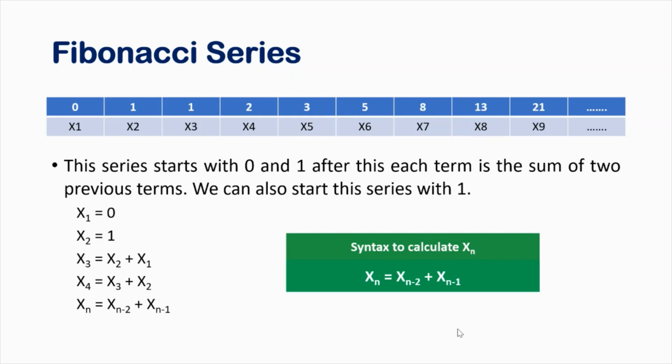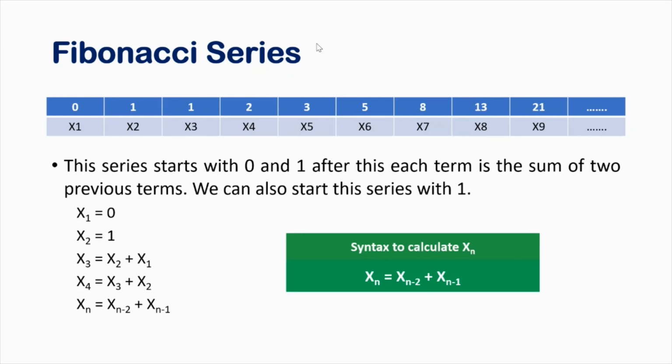So let's calculate the Fibonacci of the third number. We know that the first number is 0 and the second number is 1. So the Fibonacci of the third number will be the sum of the Fibonacci of the first number and the Fibonacci of the second number. The first number is 0 and the second number is 1. So the sum of 0 plus 1 is equal to 1. So the Fibonacci of the third number will be 1.